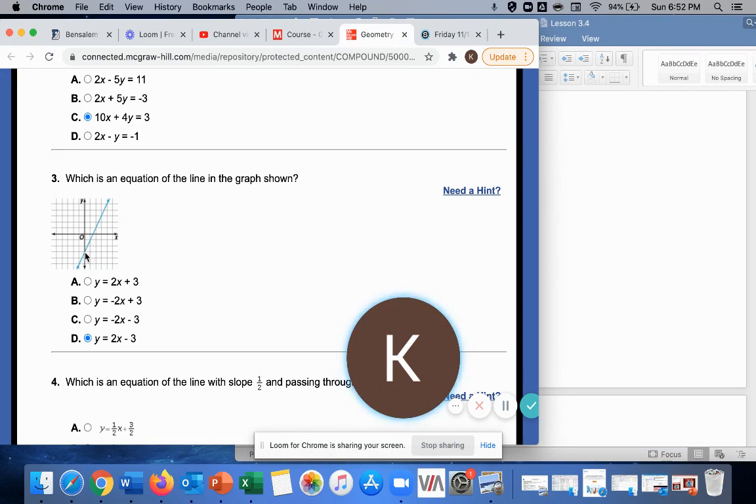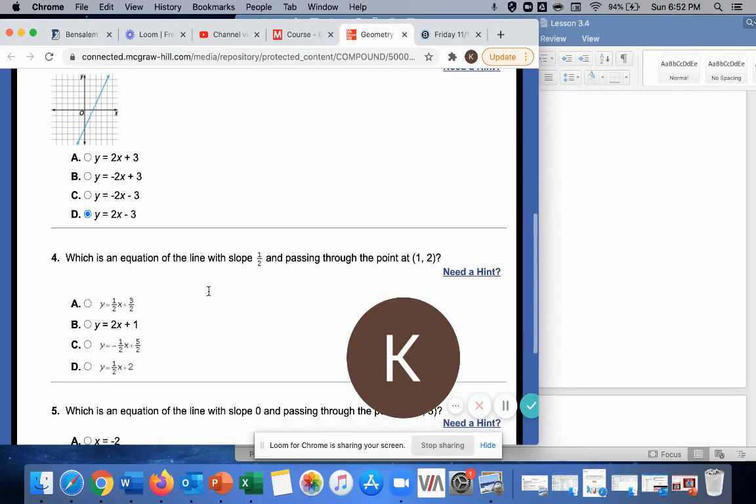Or we can look at this and say, this appears like it hits negative 3 down here. 1, 2, 3, negative 3. So that must be our y-intercept, so it's either C or D. And it appears that our slope is rise over run, which means it goes up 2 and over 1, so it must be a slope of 2x. Therefore, D is our correct answer. Two ways to check that.